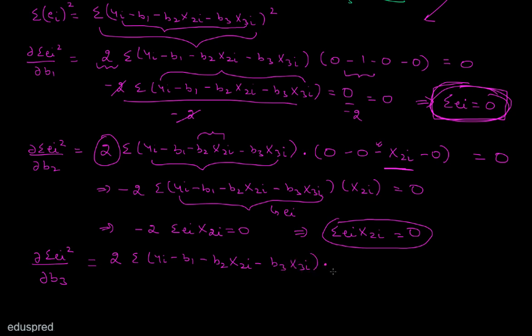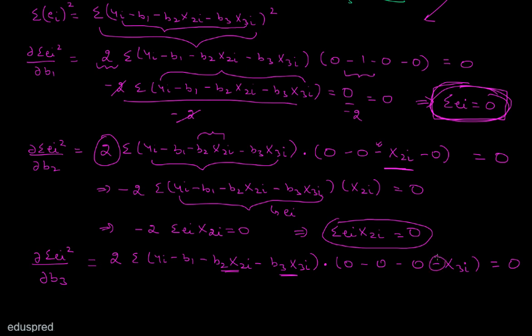And now you have to multiply this with the differentiation of the term that is inside the bracket. The differentiation of yi with respect to b3 is 0. The differentiation of b1 with respect to b3 is 0. The differentiation of this term with respect to b3 is 0. And the differentiation of the last term with respect to b3 is minus x3i. And now you have to put this equal to 0.